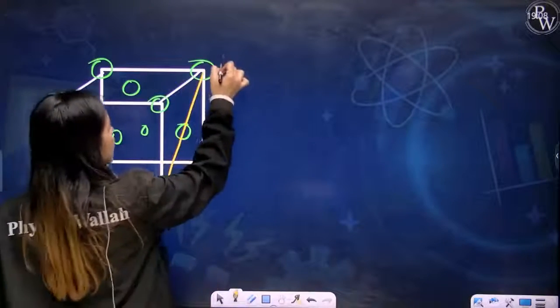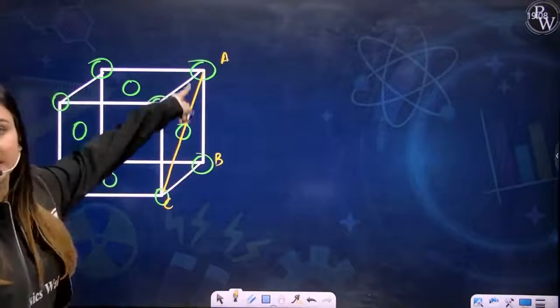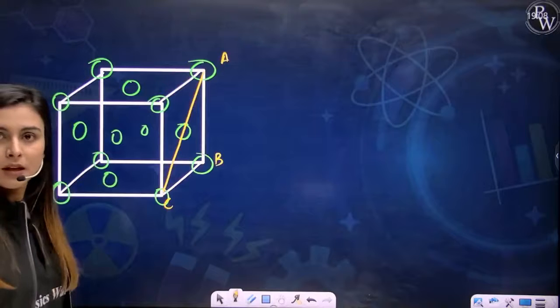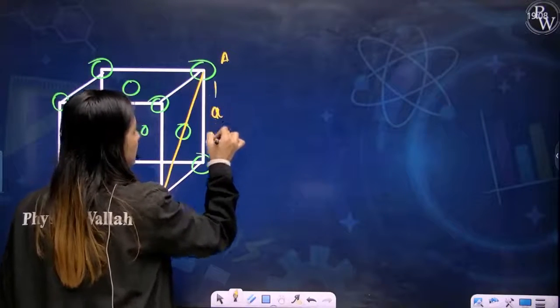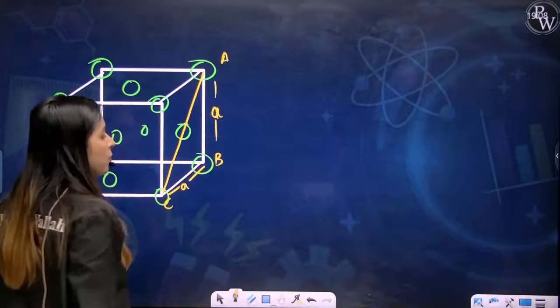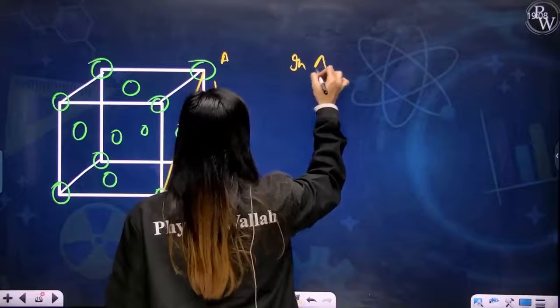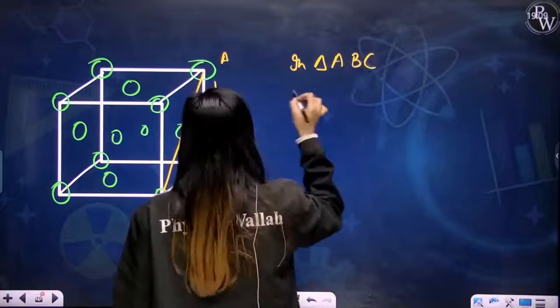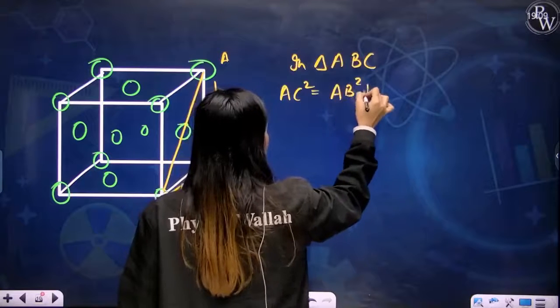So if I say that this is A, this is B, this is C, I need to find out the length of this particular face diagonal. So this distance is a, I hope everyone is clear, and this distance is also a. So can I say that in triangle ABC, AC square will be equal to AB square plus CB square?